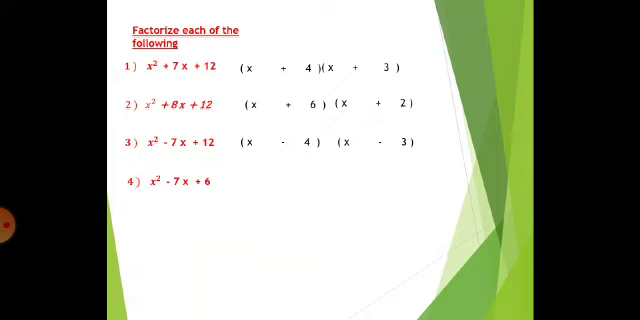x power 2 minus 7x plus 6. We want to find the two numbers whose product equals 6 and their sum equals 7. 1 times 6 equals 6 and 2 times 3 equals 6. The two numbers whose sum equals 7 are 1 and 6, so we can write x minus 1 and x minus 6. Why write negative? Because the sign of the middle is negative. So we can write x minus 6 times x minus 1.